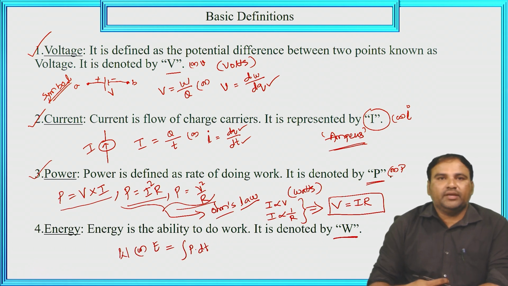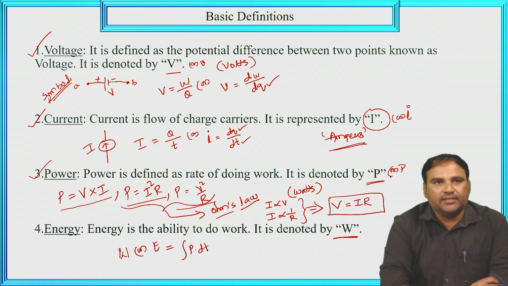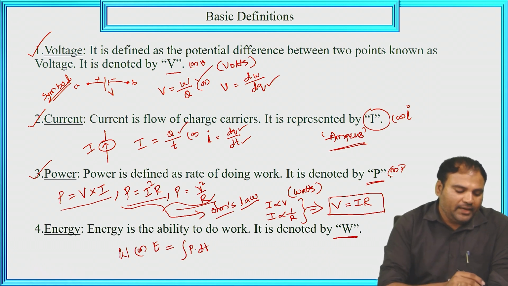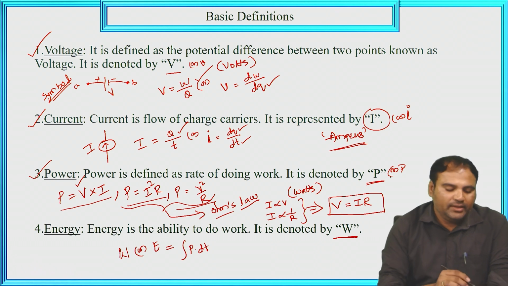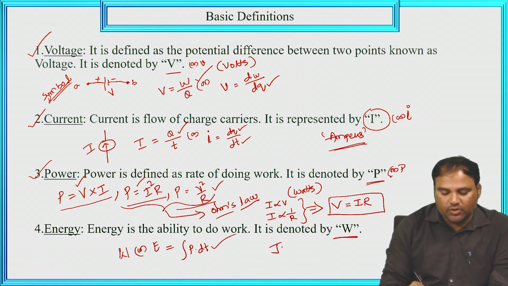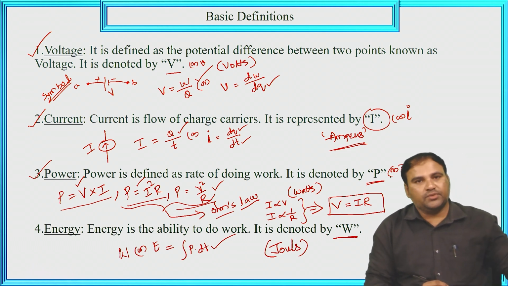For these basic definitions, we have voltage, current, power and energy. The voltage equation is V equal to W by Q, the current equation is I equal to Q by T, and the power equation is P equal to V into I, P equal to I square R, and P equal to V square by R. And energy is W or E equal to the integral of P dt, and the unit of the energy is joules. So these are the basic definitions in our network or electrical circuits.